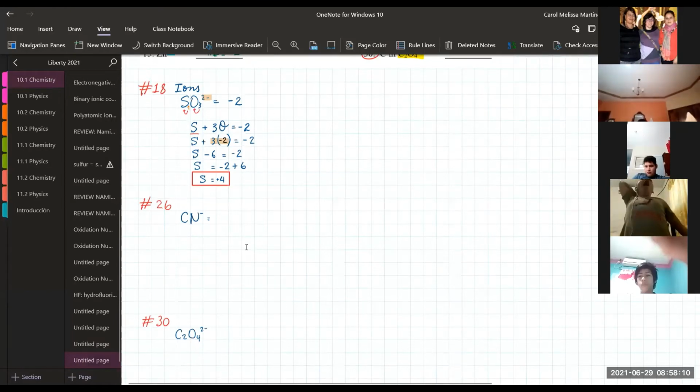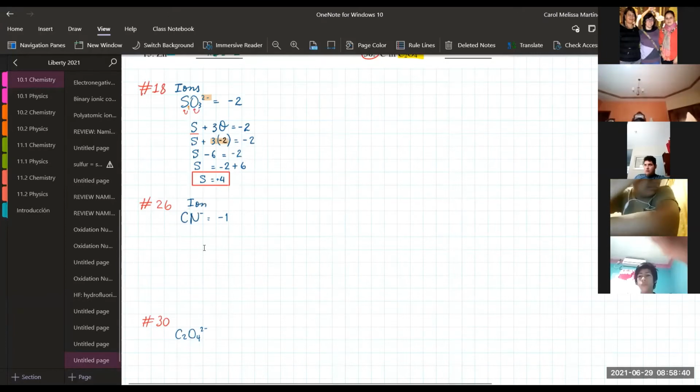Now, in the case of CN minus, the cyanide ion, again, we have an ion. So we are going to equalize to the charge. The charge I see is just a negative. That negative tells me that I must equalize to -1. Okay? Now, let's take a look at this rule.